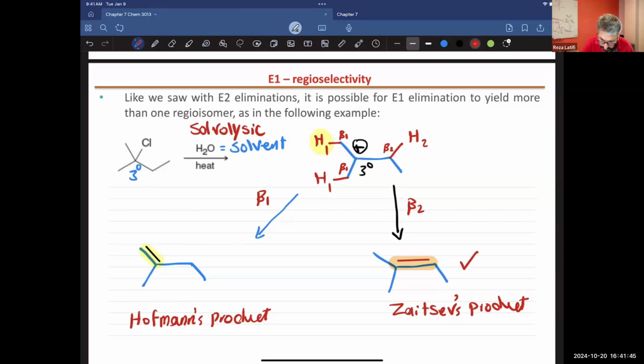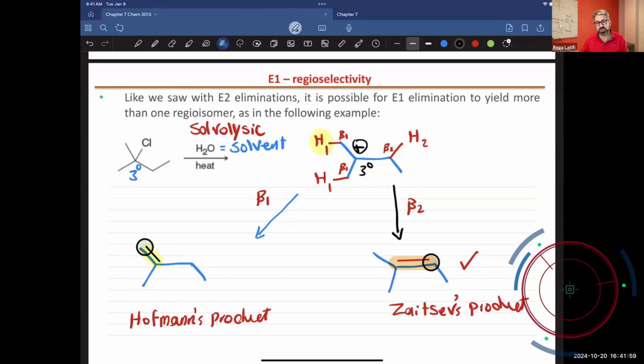Which carbon? So we have these two carbons. We have this carbon versus that carbon. Which one is preferred? The one that has more substituents. The one that has more substituents will be preferred, and so I'm going to say the Zaitsev product will be the favorite product.